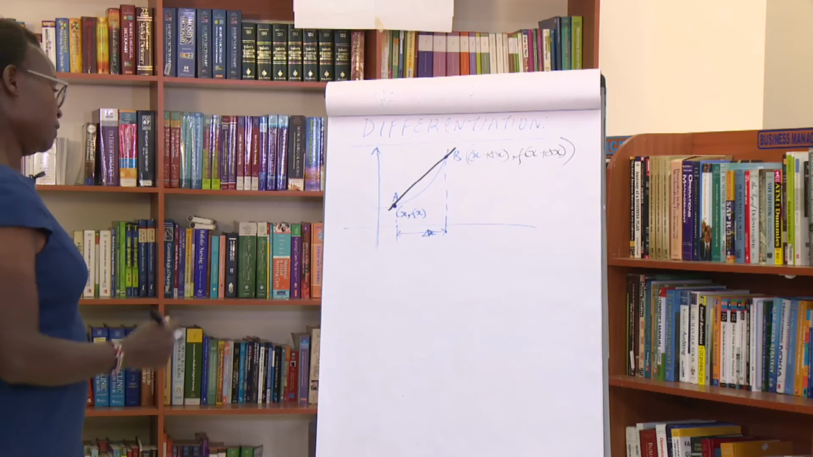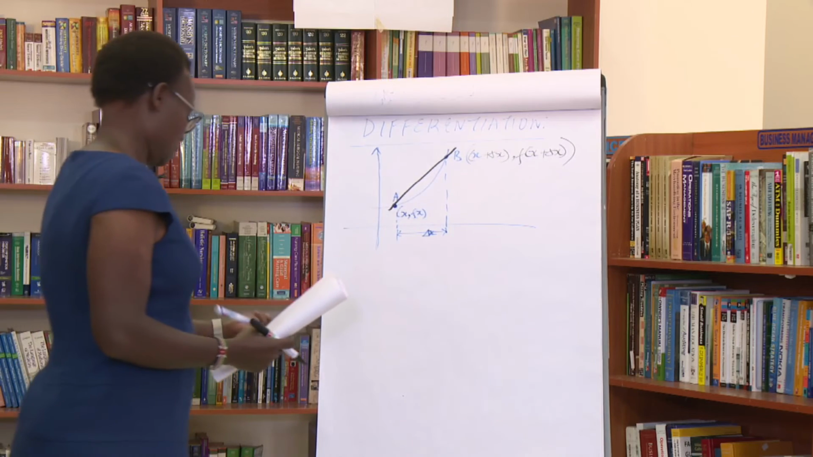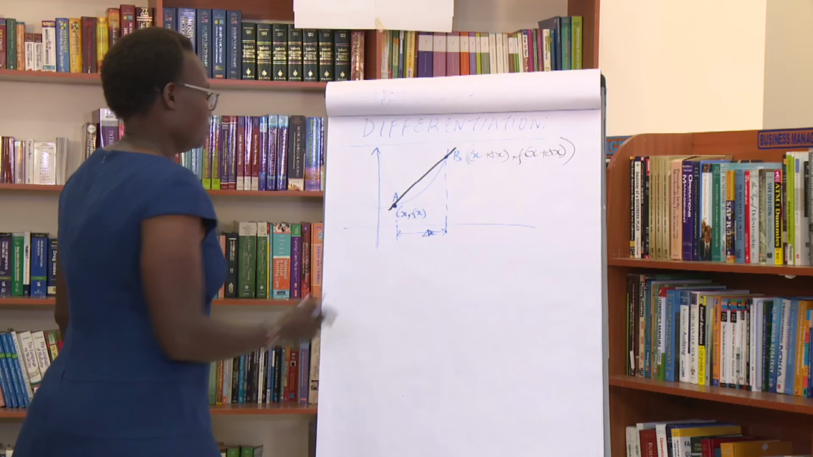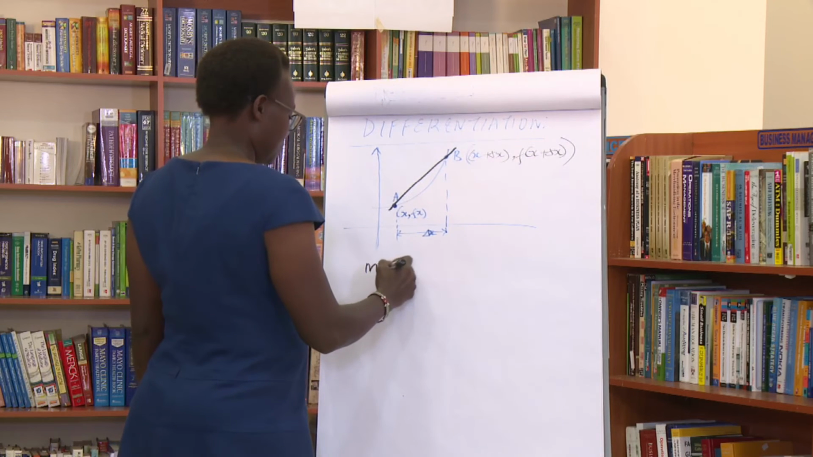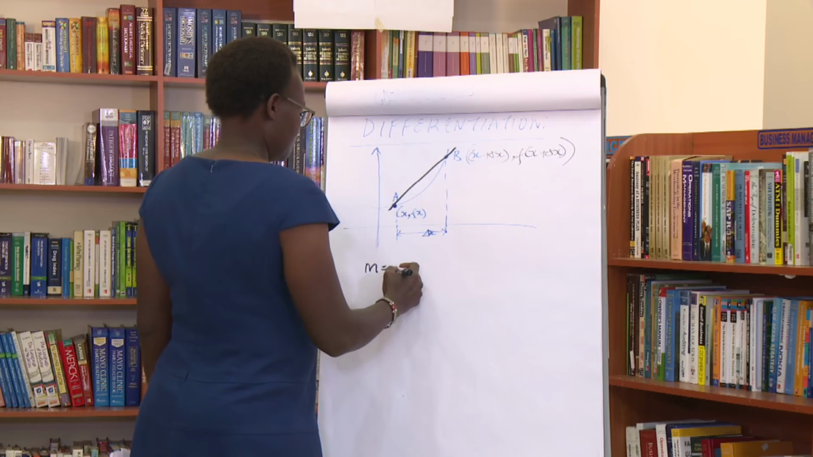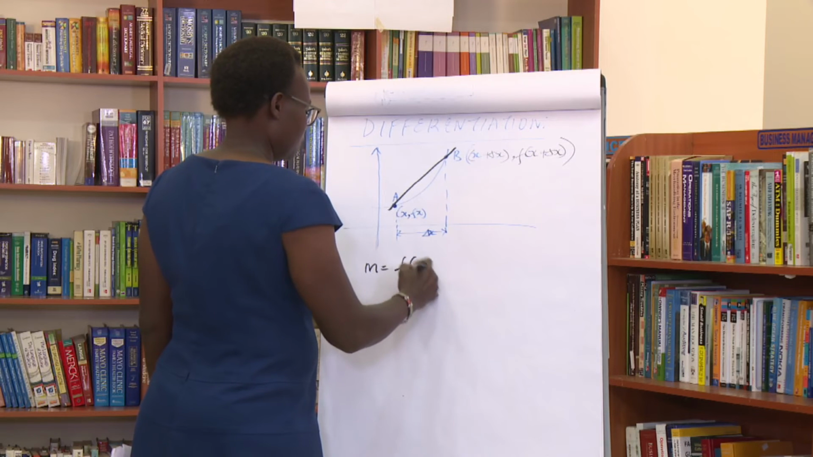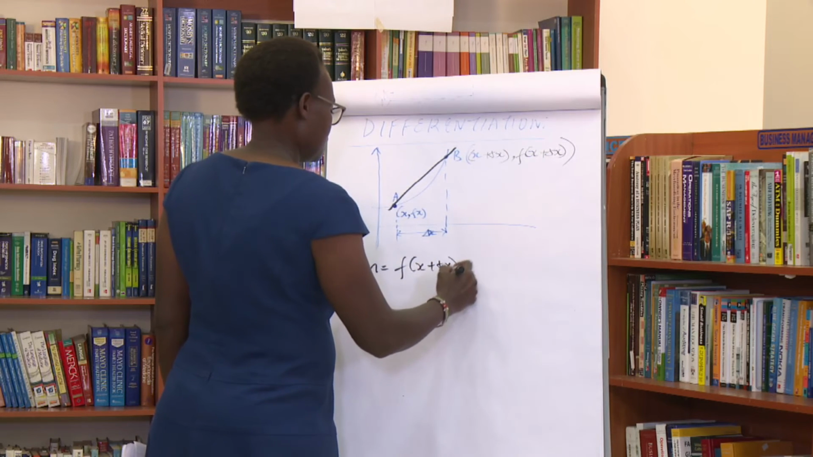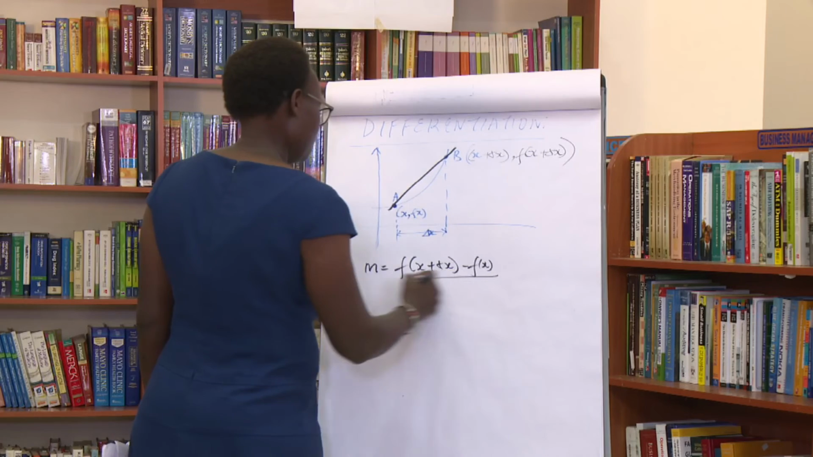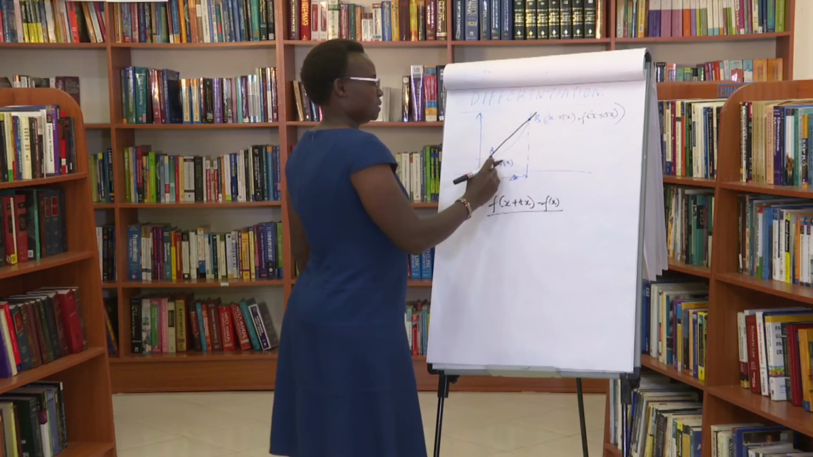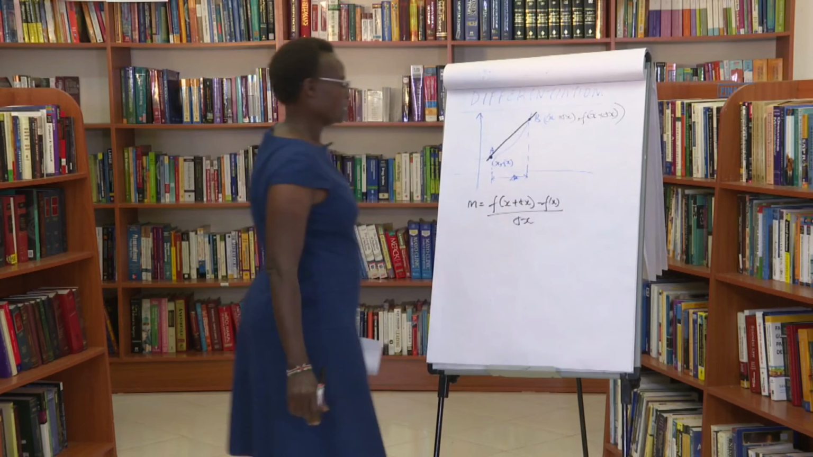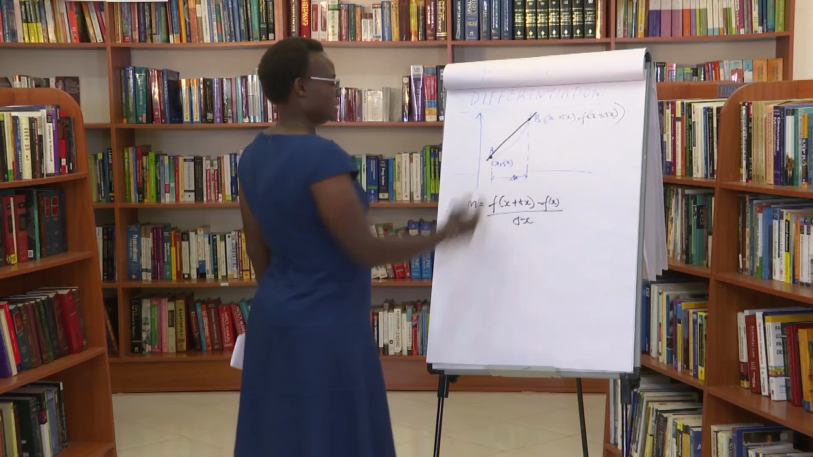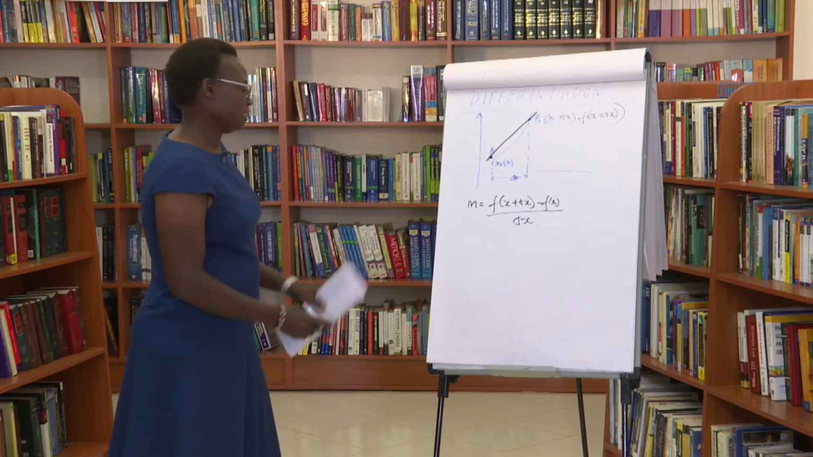So if we have our line there, the gradient, if you draw that line, is going to be change in y over change in x. So m is going to be f of x plus change in x minus f of x over x plus change in x minus x, which will simply just give us change in x, because we are doing change in y over change in x.